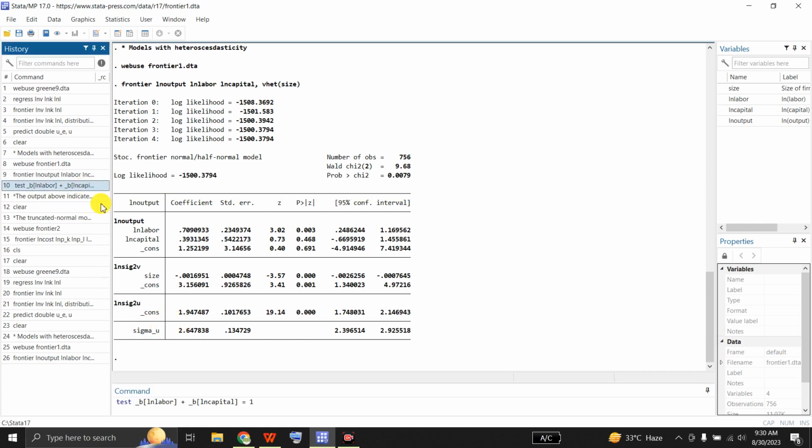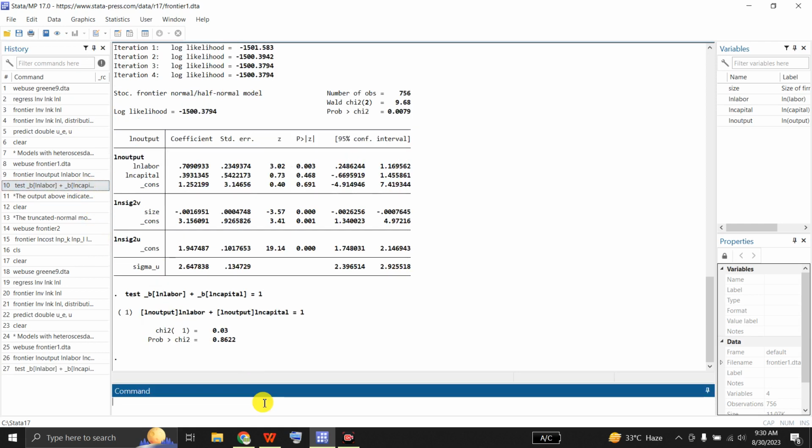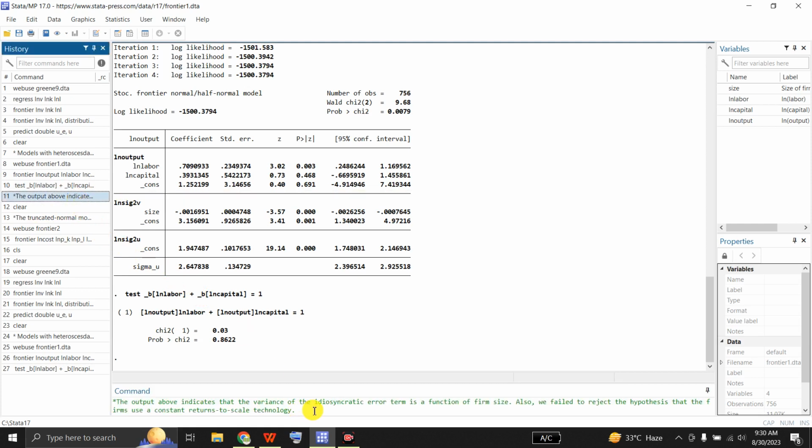After this, I'll run this test, and this test basically means that the coefficient of labor and that of the capital, if we sum them up, are equal to 0. So we are going to test the hypothesis that there is constant return to scale in the technology, and this chi-square test p-value is greater than 0.05. So we fail to reject this hypothesis. So we conclude that there is constant return to scale technology.